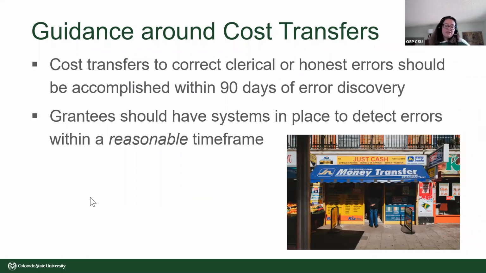Other questions on, or I guess not other, any questions on cost transfers? Or any comments? No? You all have this.